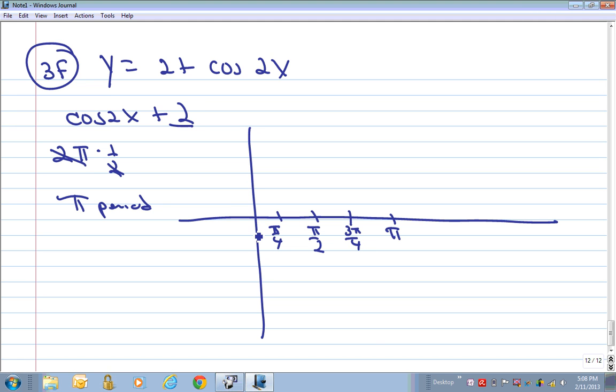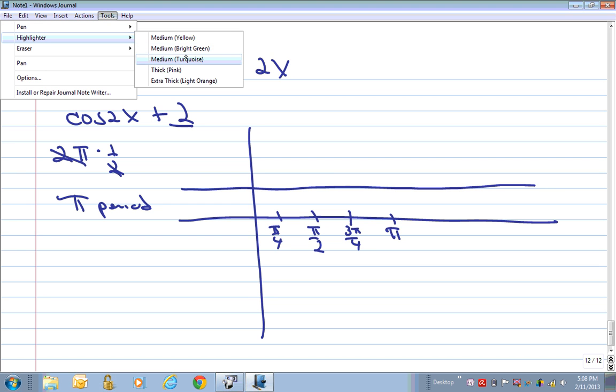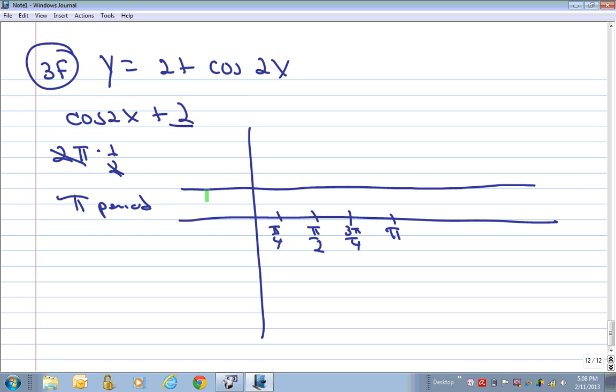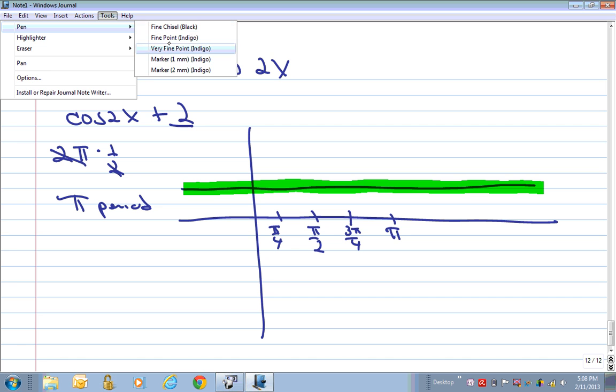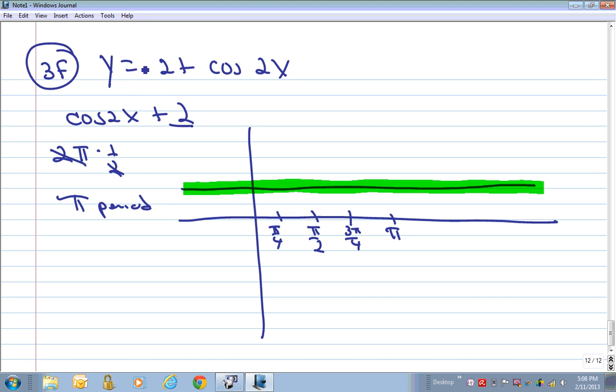All right, our whole axis is going to shift up 2. 1, 2. So I'm going to draw in my new axis, and I'm going to highlight that. So here's the new axis. That's going to help us identify. Otherwise, it's really easy to overlook and go back to your old axis.